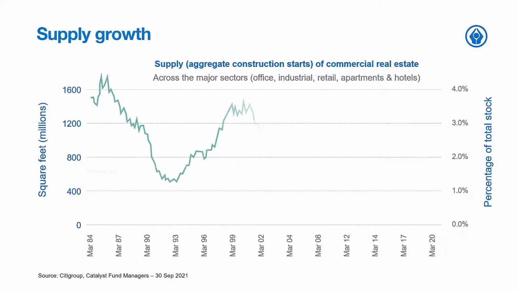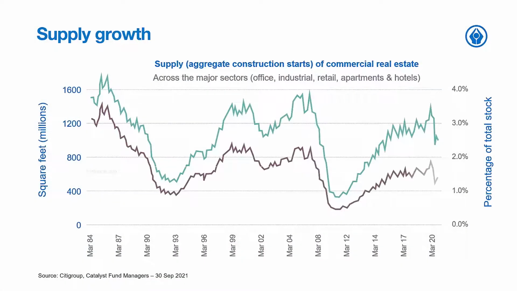You then look at the nature of global property and the kind of forces that are behind it. And the chart that I've shown here is building starts. So basically this is supply into the property market. And you can see since the GFC that number has been fairly constrained, and the growth in supply has been well below long-term average. Well, what does that mean? Well, you need to look at the different subsectors to make sense of this.